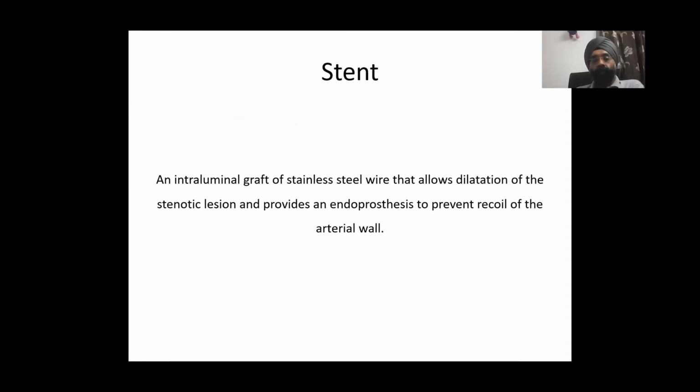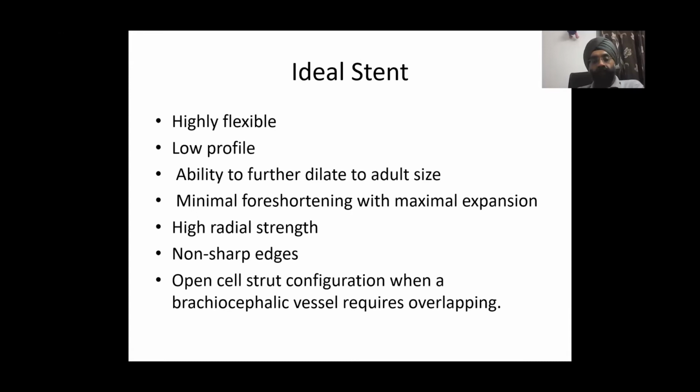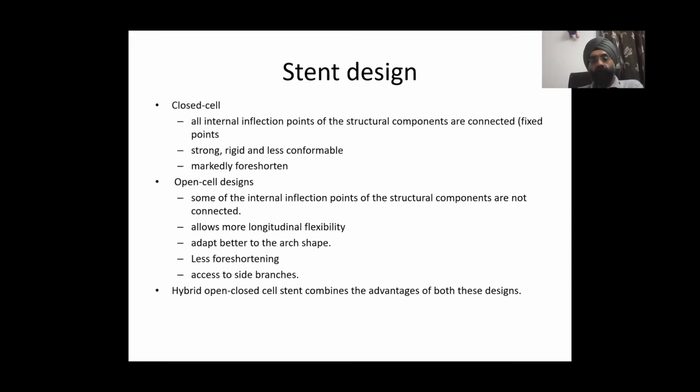A stent is an intraluminal graft of stainless steel that allows dilatation of the stenotic lesion and provides an endoprosthesis to prevent recoil of the arterial wall. An ideal stent should be highly flexible, have a low profile, be dilatable to adult size, have minimal foreshortening, high radial strength, and non-sharp edges.